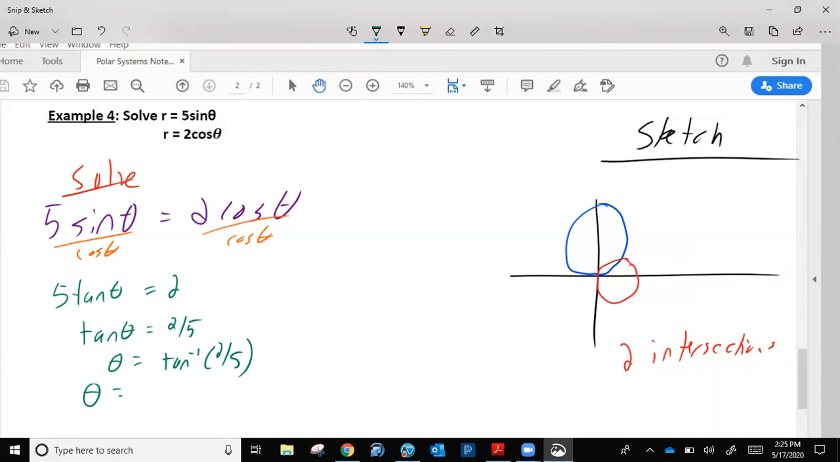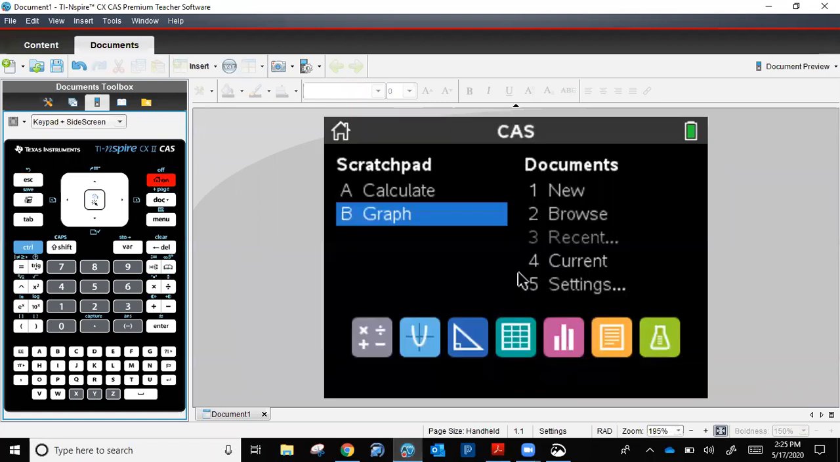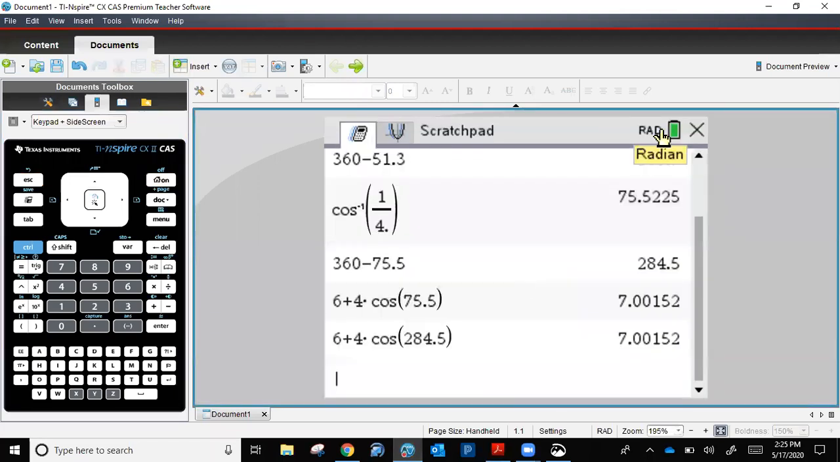First quadrant kind of lines up with this intersection point. Third quadrant seems a little bit like a mystery, but we're going to roll with it. So inverse tangent of 2/5. Go back to a calculator. Put myself in degree mode.